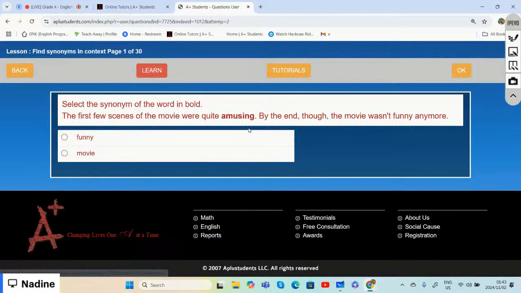All right, so we're going to begin our test. We now need to find the synonyms in context by selecting the synonym of the word in bold. It says, the first few scenes of the movie were quite amusing. By the end, though, the movie wasn't funny anymore. What is the word that's the same as or almost the same as amusing? Is it option one, funny, or option two, movie? Which one is correct?